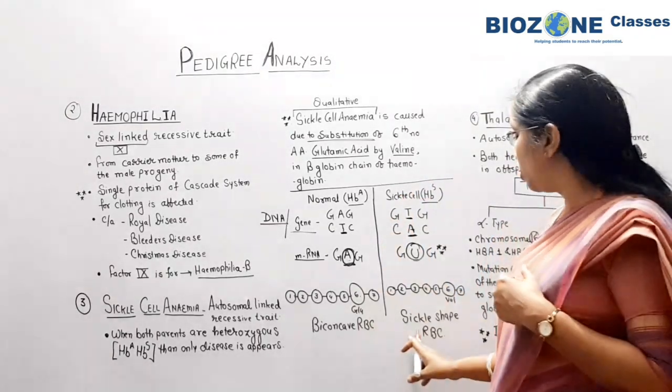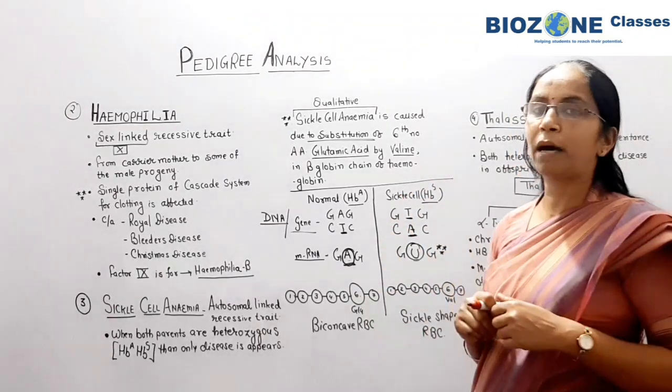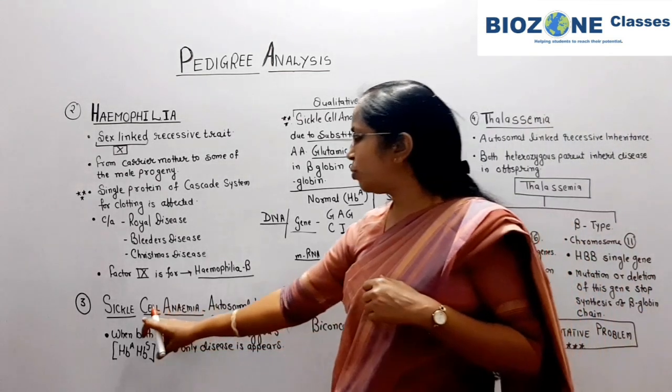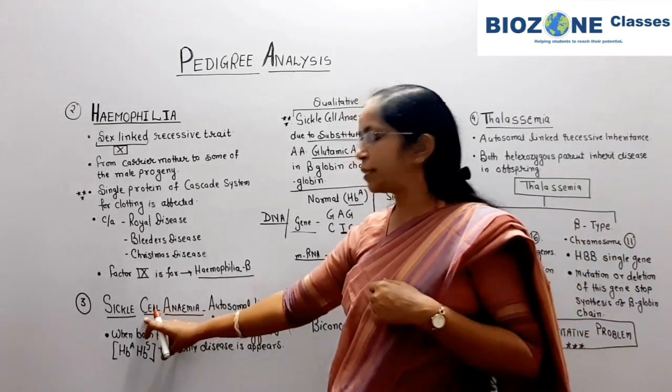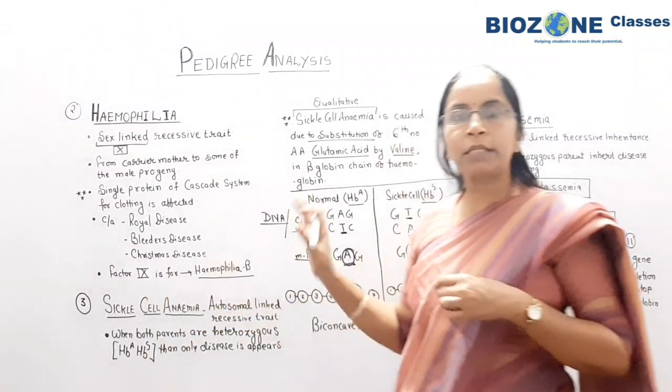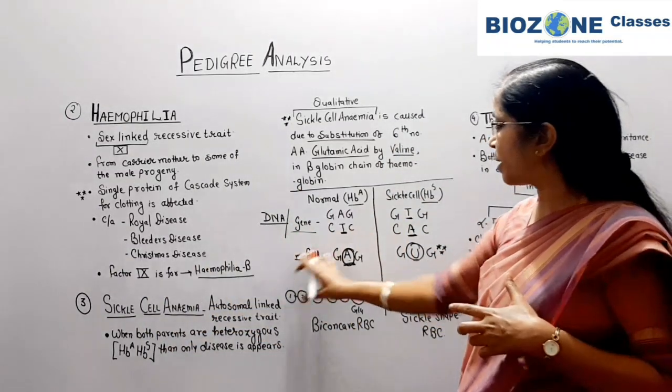Anemia is caused due to the development of sickle shaped RBCs. That's why we give it the name sickle cell anemia. So this thing you remember. The most important thing is this part.